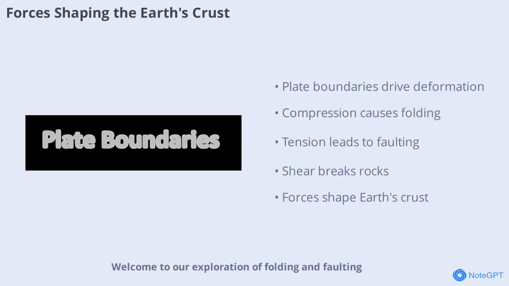Welcome to our exploration of folding and faulting, the dynamic processes that shape the Earth's crust. At the heart of these phenomena are the powerful forces generated by plate tectonics. Convergent boundaries push rock layers together, causing compression that leads to folding and sometimes faulting. In contrast, divergent boundaries pull rocks apart, resulting in tension and the formation of faults.